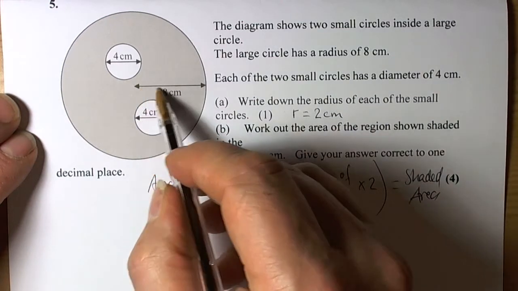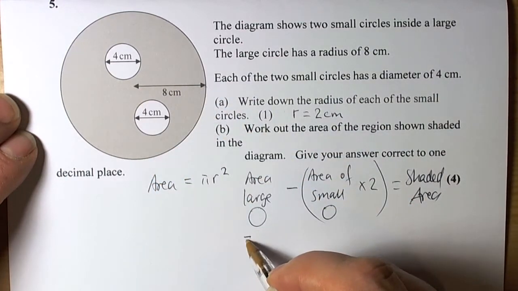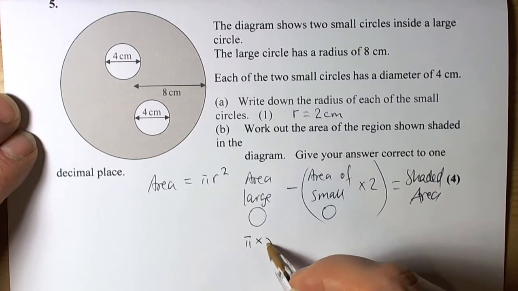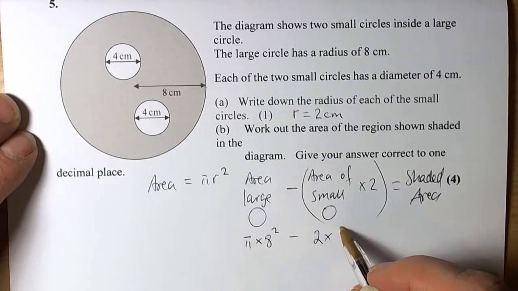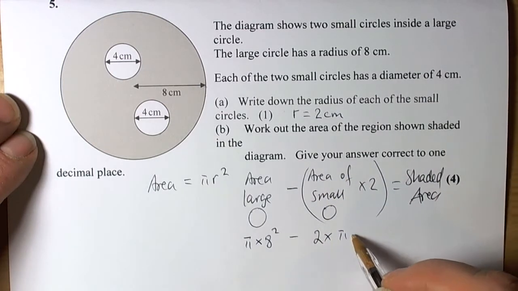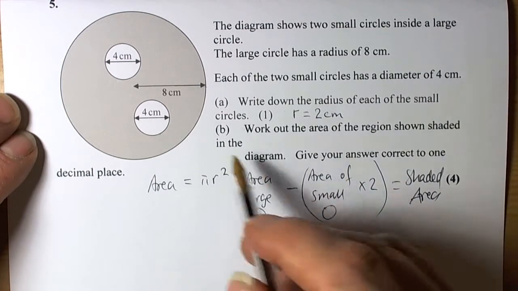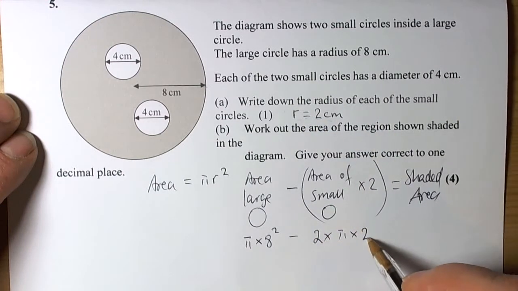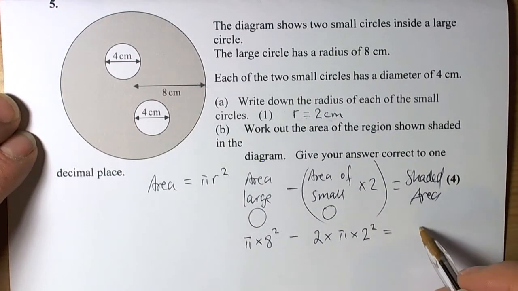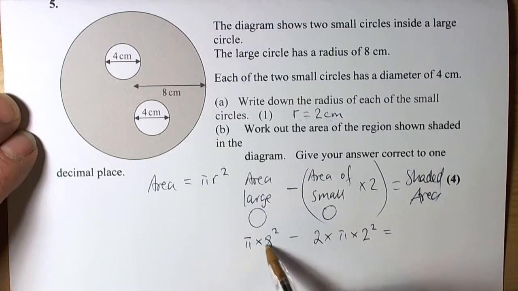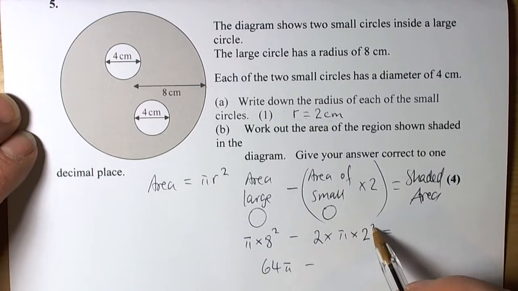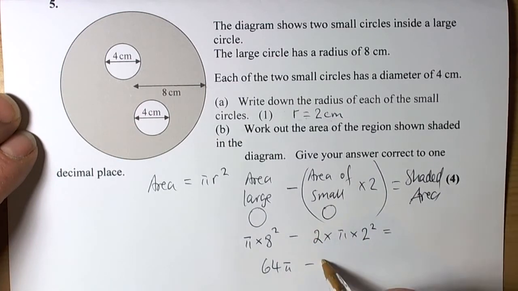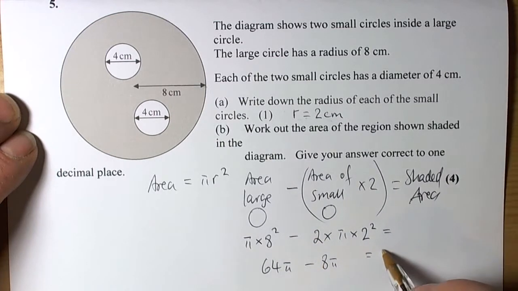Well, we can see for the large circle the radius is 8, so it's going to be pi times 8 squared. Take away 2 times the area of the small circle, so that's pi times the radius of the small circle we decided was 2, so 2 squared, and that equals the shaded area. 8 squared is 64, so that's 64 pi. 2 squared is 4, times 2 is 8, so it's 8 pi. So we have an answer here of 56 pi.